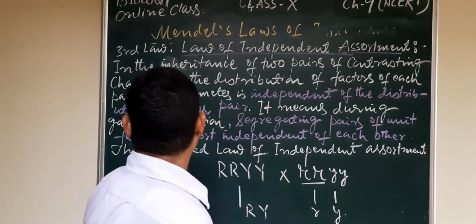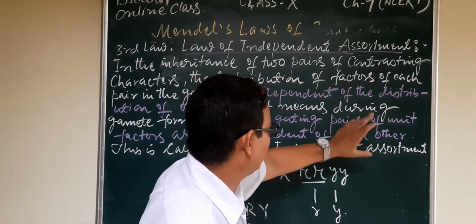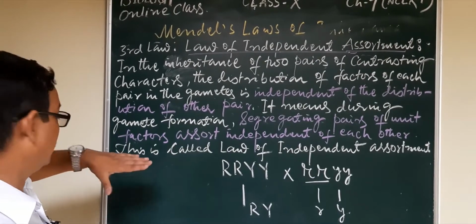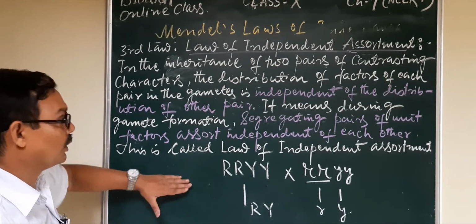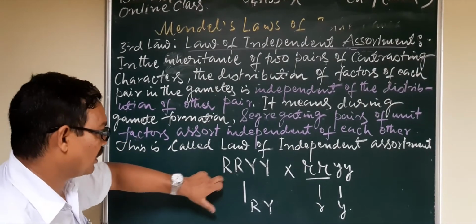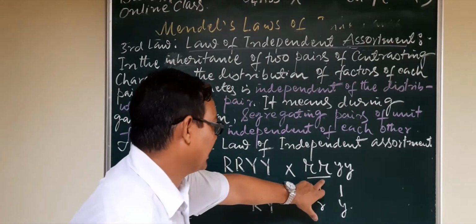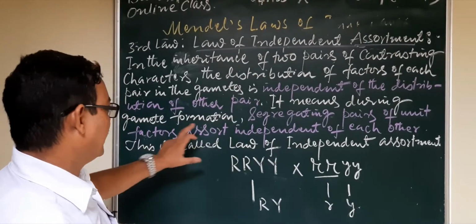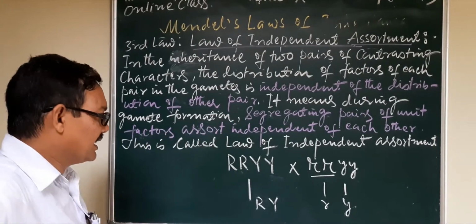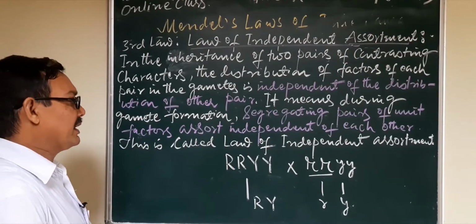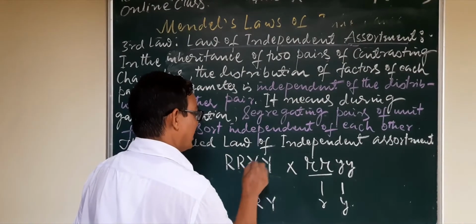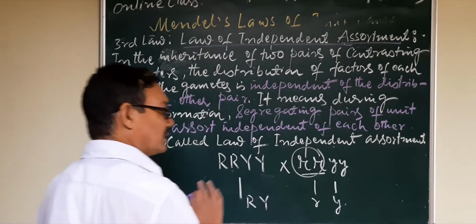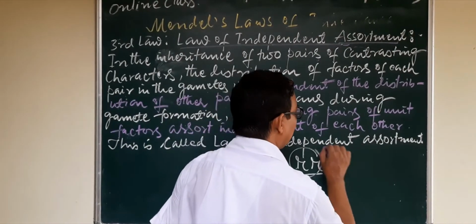Understand? It means during gamete formation segregating pairs of unit factors, जो यूनिट फैक्टर के पेयर जो अलग हो गए, यूनिट फैक्टर्स, यानी कि राउंड अलग हो गया, येलो अलग हो गया, रिंकल अलग हो गया, अलग अलग इसका एलील हुआ, अलग अलग फैक्टर हो गया, और उसके बाद असॉर्ट इंडिपेंडेंट, और फिर एक दूसरे से असॉर्ट किया, मिला इंडिपेंडेंटली। ऐसा कोई शर्त नहीं रहा कि राउंड जो है येलो के साथ ही मिलेगा या रिंकल जो है ग्रीन के साथ ही मिलेगा। It is not conditional, it is independent.